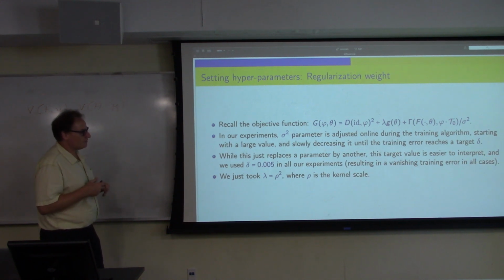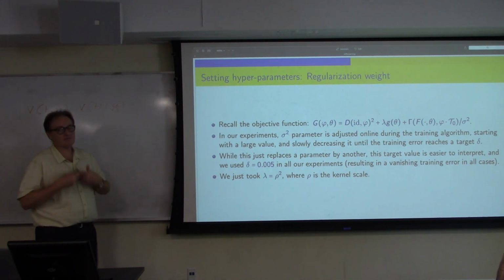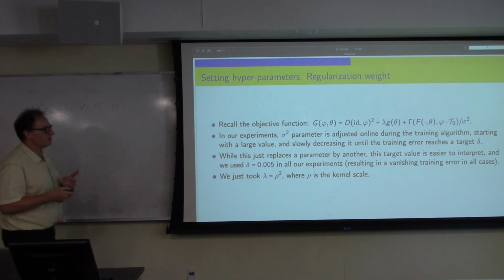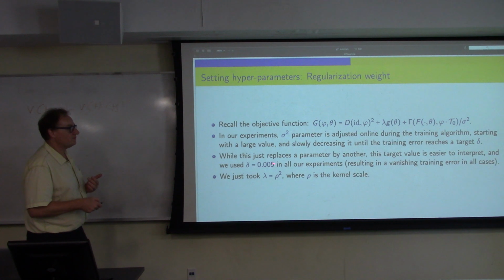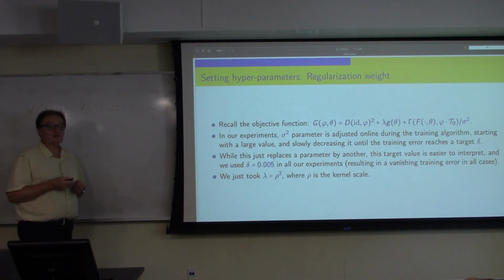For the experiments I ran, since the algorithm takes some time, we have time to make sigma change during its evolution. Sigma slowly decreases until the training error reaches some target value, and I picked 0.5% in the experiment, which seemed to be okay. Actually, for all these experiments except a couple, the training error at the end of the learning was 0.